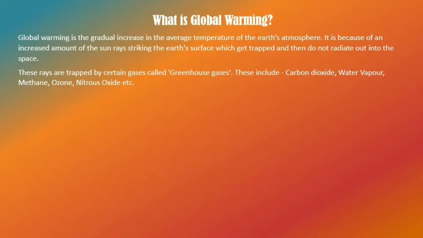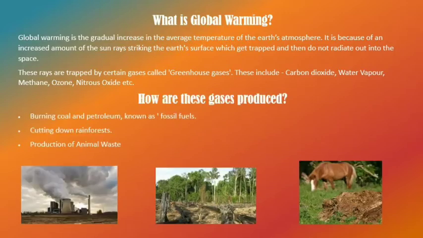And how are these gases produced? You know that greenhouse gases are produced by man-made activities, which are listed below, like burning coal and petroleum, known as fossil fuels, cutting down rainforests, and even the production of animal waste, which leads to these gases being produced.